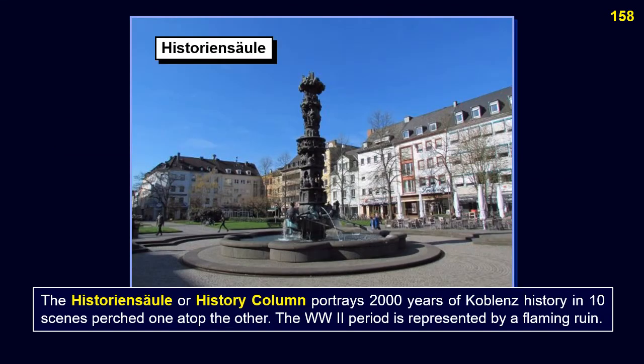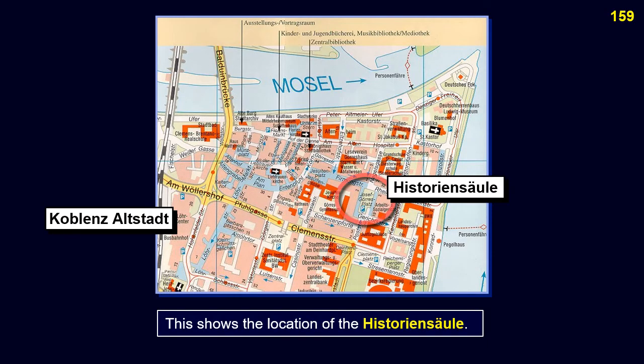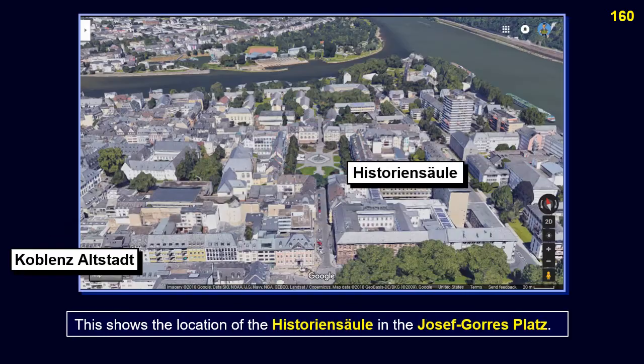The Historienstuhl, or history column, portrays 2,000 years of Koblenz history in 10 scenes perched one atop the other. The World War II period is represented by a flaming ruin. This shows the location of the Historienstuhl in the Josef-Goebbels-Platz.